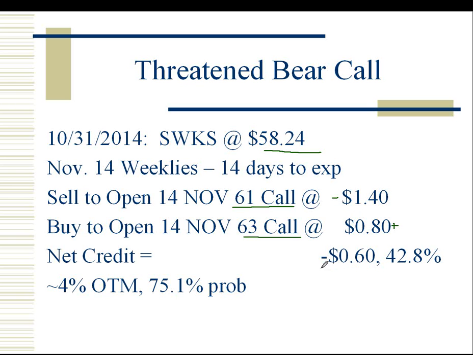Now remember, our risk for this spread is the $2 in strike prices minus the net credit, so our risk is $1.40. So the 60 over $1.40 yields a 42.8% yield. Really leveraged position here. But at this time, 14 days to expiration, this was 4% out of the money. Our short option, the 61 strike, was 4% out of the money. We had a 75.1% probability that this spread would expire worthless in 14 days.